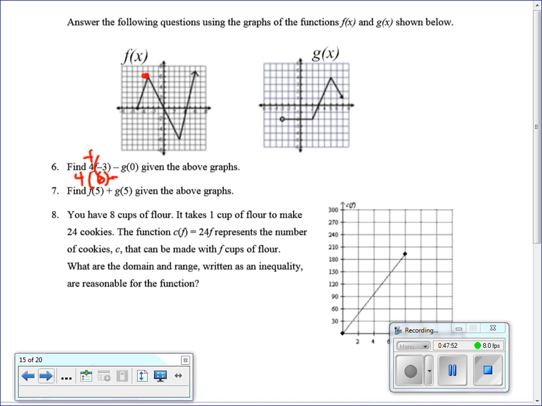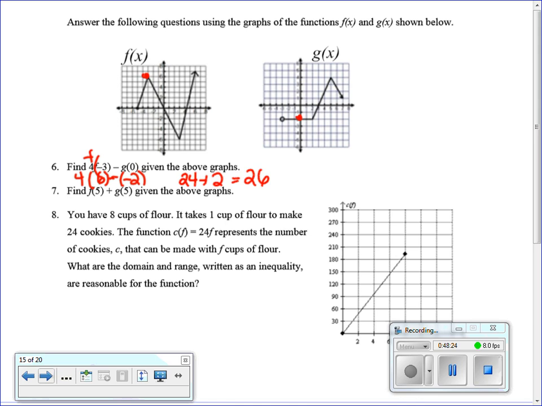Minus g of 0. Well, now go to your g of x graph. Find where x is 0. That would be here. And figure out where your y value is at. And your y value happens to be at negative 2. So minus g of 0 would really be minus negative 2. And then solve that. So 4 times 6 is 24. We follow order of operations. Minusing a negative is the same thing as adding. So 24 plus 2, which would give us 26.